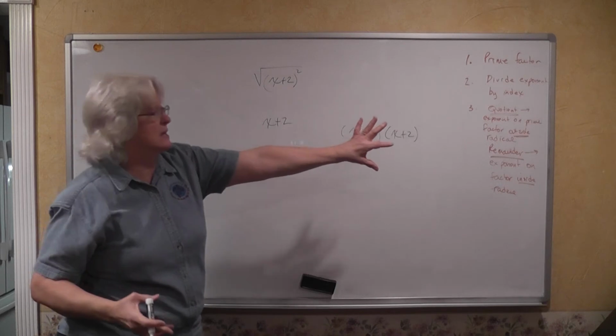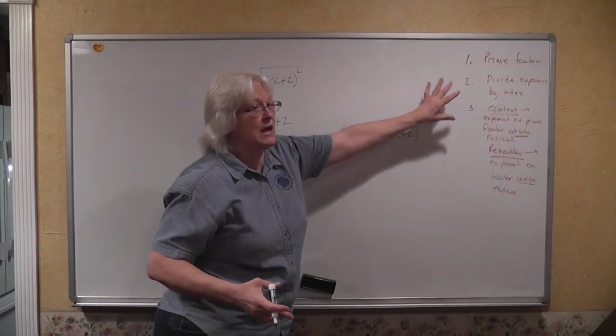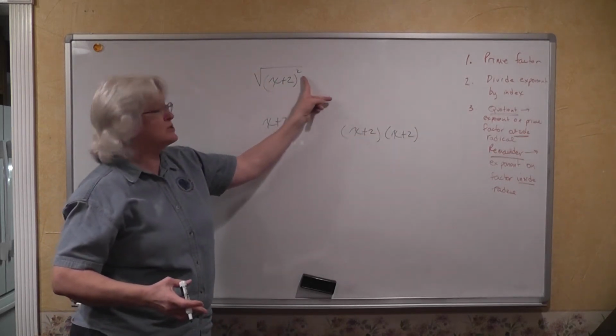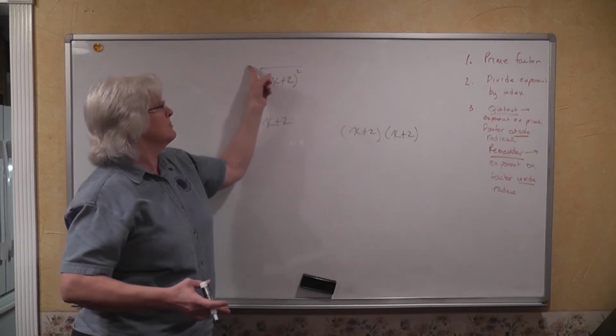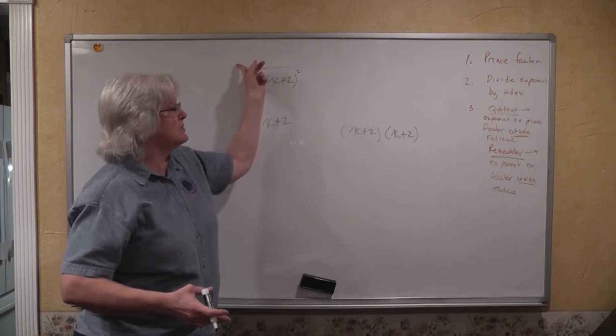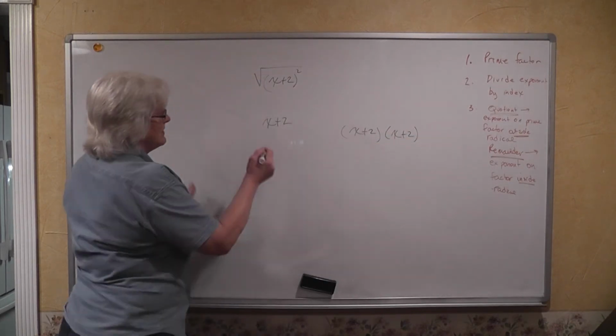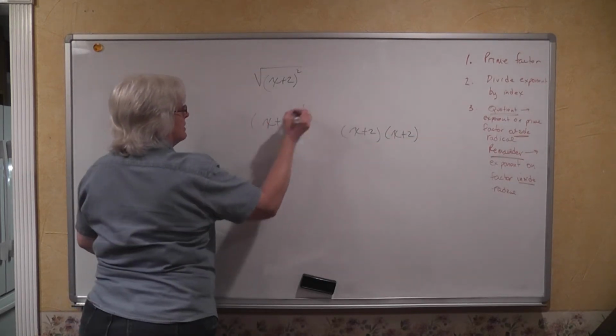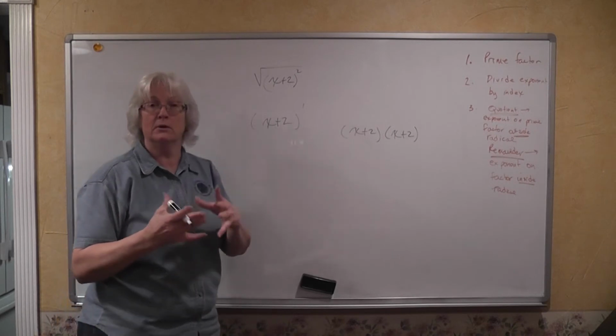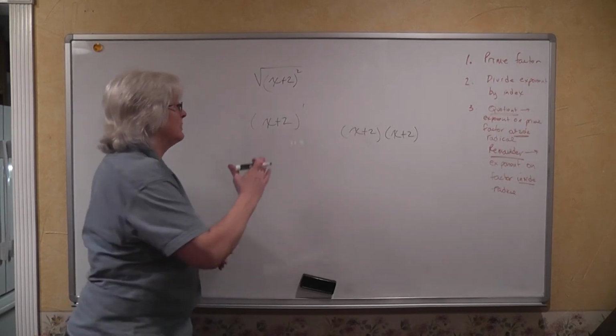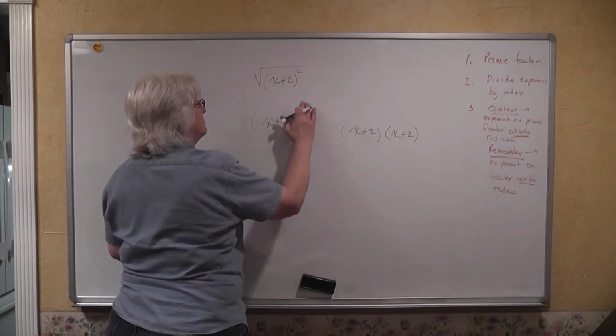We can follow this same pattern here. We're going to divide the exponent, which is the 2, by the index. 2 divided by 2 is 1. That's the quotient. It becomes the exponent. Quantity x plus 2 to the first is simply x plus 2.